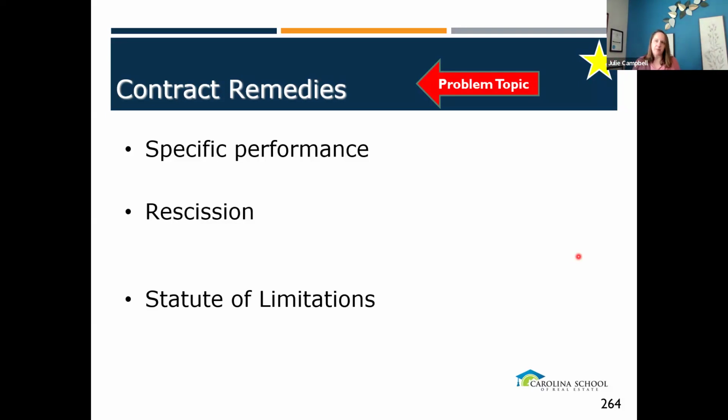In each situation, I believe this is like a case by case situation, how long you have to sue. I think bottom line, a good rule of thumb, if you're going to sue somebody, do it sooner rather than later. Because once your statute of limitations runs out, you've lost that right to sue. Questions on our contract remedies?